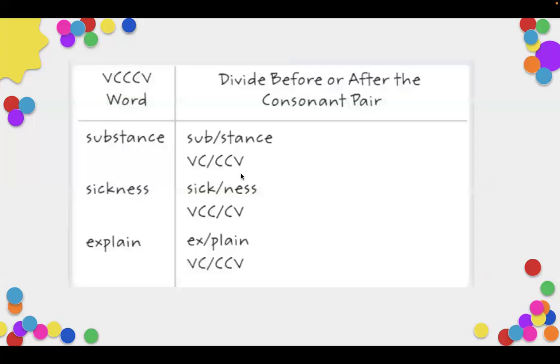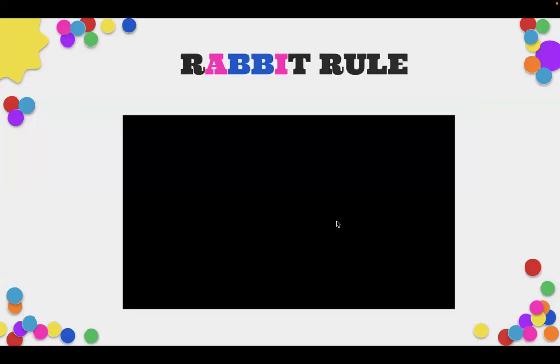Here are some more examples. Substance. St is our consonant pair. Sickness. Sk is right there, our consonant blend. Explain. Pl is our consonant blend.